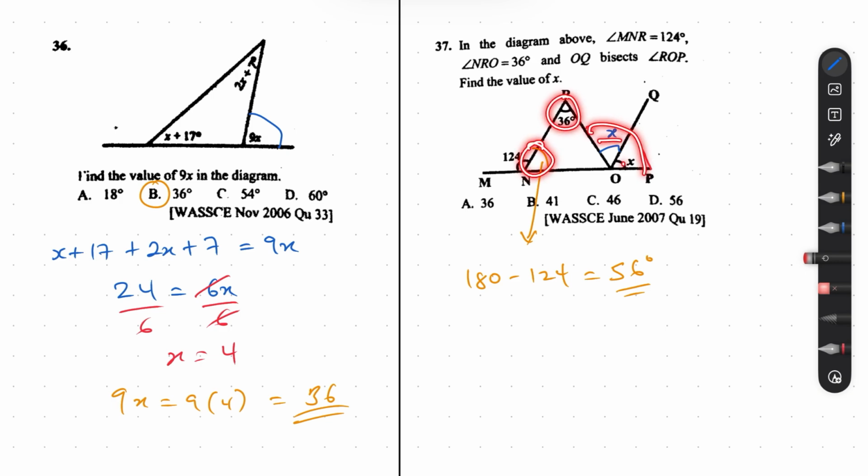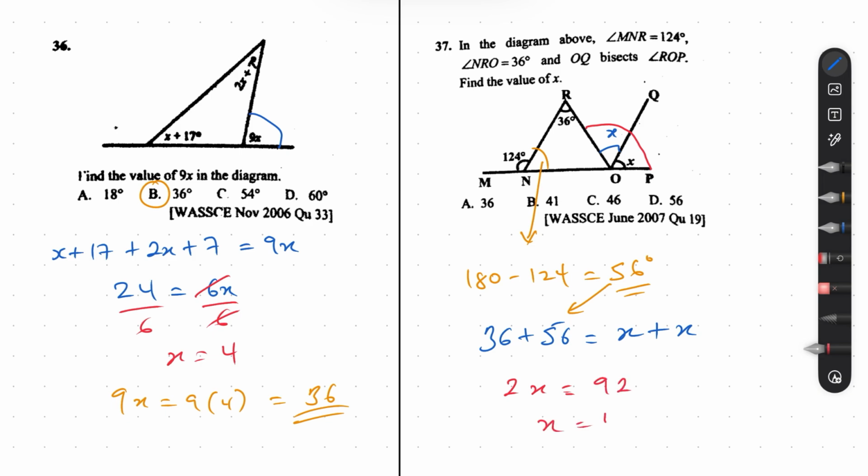Now, as we said, this angle plus this angle should give us this whole angle, which is x plus x. So 36 plus 56, which we got from here, should give us x plus x. So we have 2x equal to 92. So x will give us 46. All right, so x is 46, which is C.